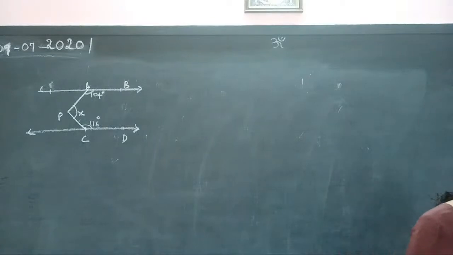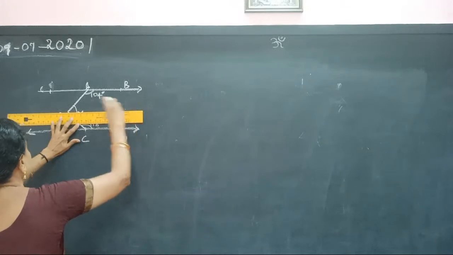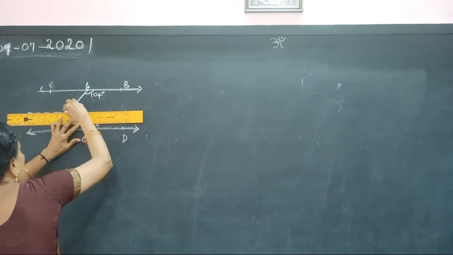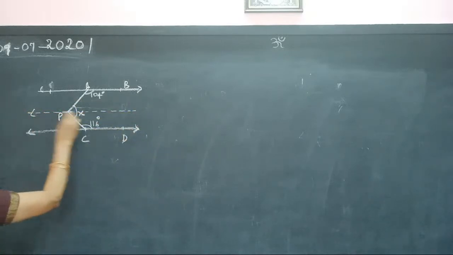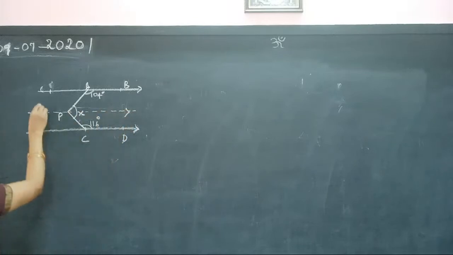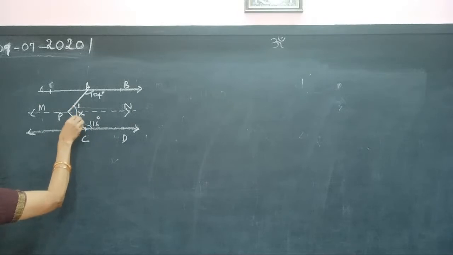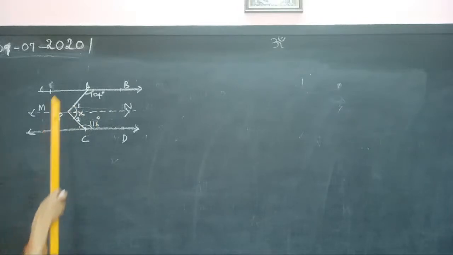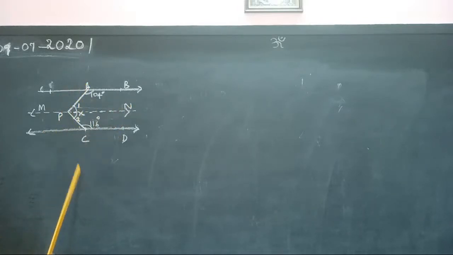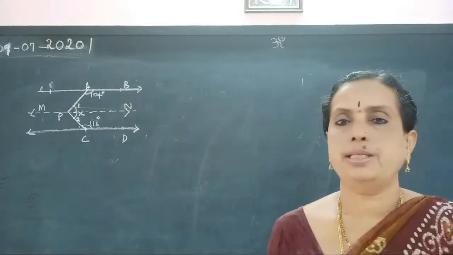For this, one construction is needed. I will do the construction. This is the construction you have to do. Passing through the point P, draw a line MN, and mark this angle 1 and this angle 2. That is, angle APN is 1, angle CPN is 2. For this, the construction is required.